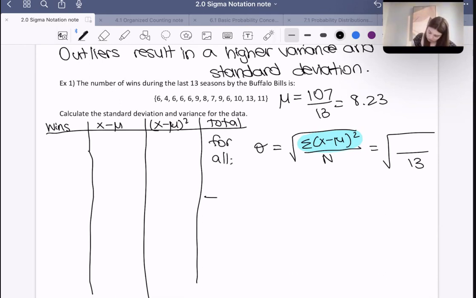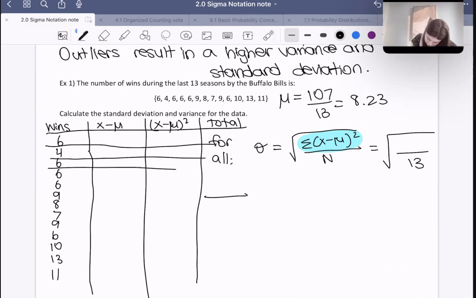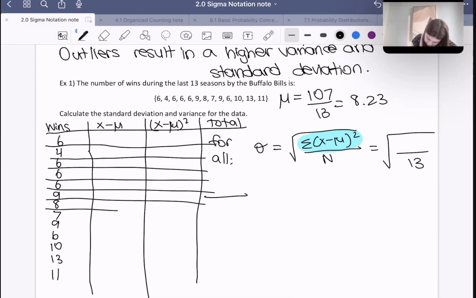The big million dollar question is, what is our total? Good. So let's write down our wins. We have 6, 4, 6, 6, 6, 9, 8, 7, 9, 6, 10, 13, 11. Those are our numbers of wins. I'm going to draw some lines here. We have some repeats, so that will make it slightly easier on ourselves than if we didn't have any repeats.